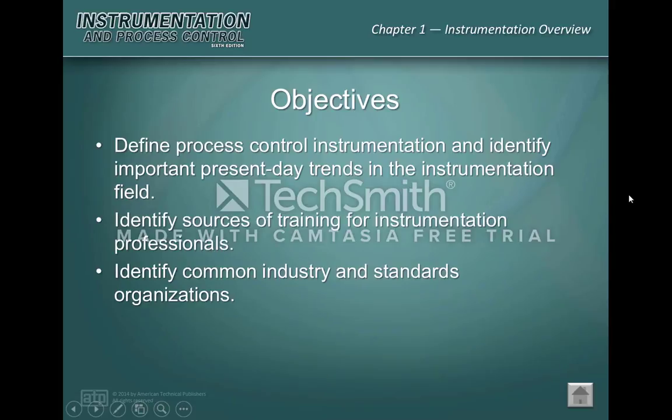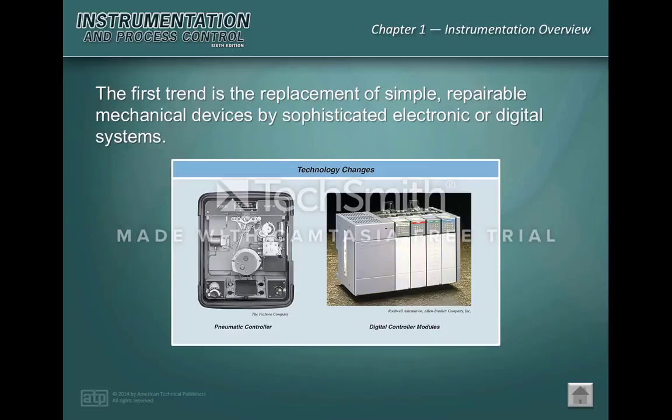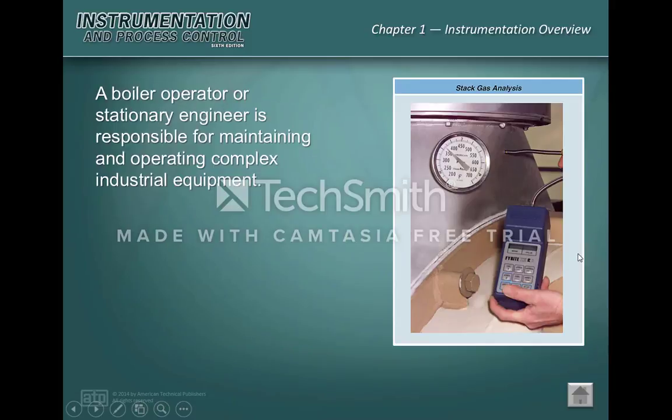In this chapter, we'll define process control instrumentation, identify sources of training for instrumentation, and identify common industry and standards organizations. First trend is replacement of simple, repairable mechanical devices by sophisticated electronic or digital systems. On the left, we have a pneumatic controller normally used on a boiler to sense pressure, temperature, flow, that sort of thing. On the right, we have what we know as a PLC, which can replace this and a lot more devices like it electronically.